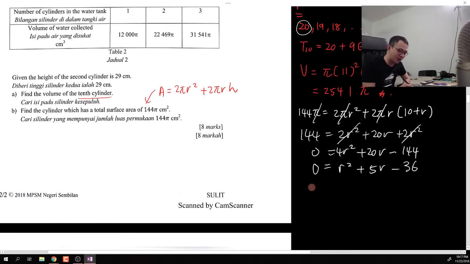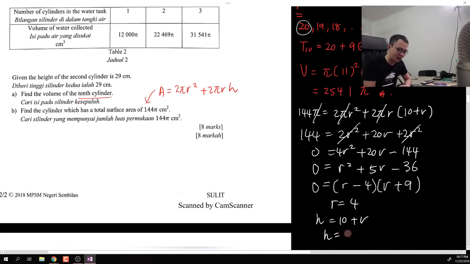Alright, then I solve this equation, I can easily get my r. I will say the r minus 4, r plus 9. Then we get positive 5, right? Yep. So r over here, you should get 4. Just now I said h equals to 10 plus r, right? So h will equal to 14.